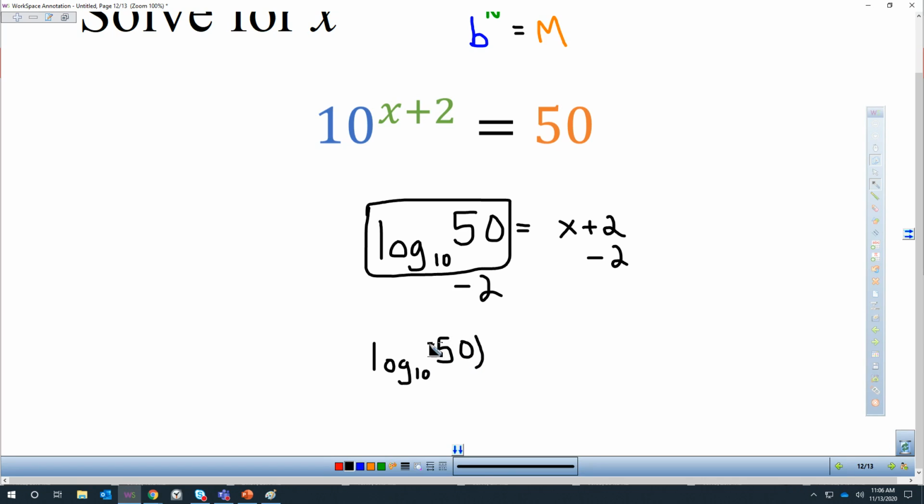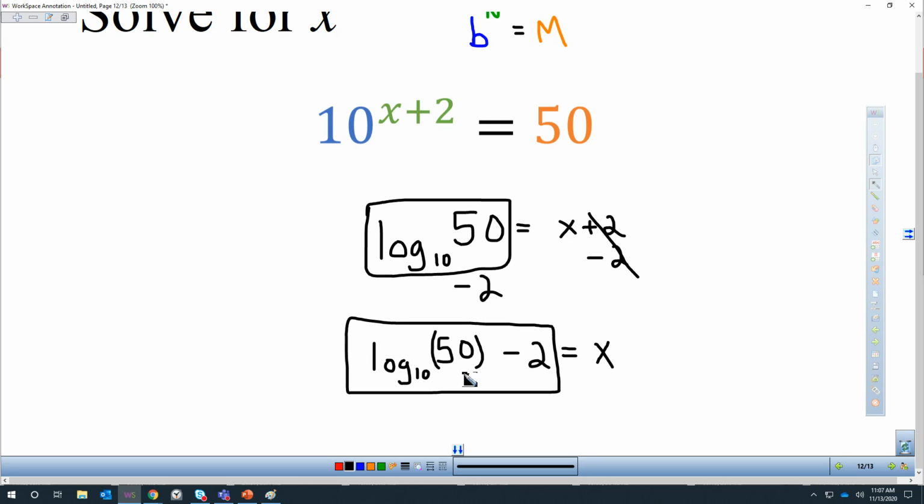Just make sure we're saying that 50 is the only thing in there, and then subtract 2 from whatever that is. Now over here we've added 2 and subtracted 2, so x plus 2 minus 2 is going to be just x. So those are gone. And we have x equals log base 10 of 50 minus 2. And you can type that in your calculator as is, and it'll tell you what your answer is.